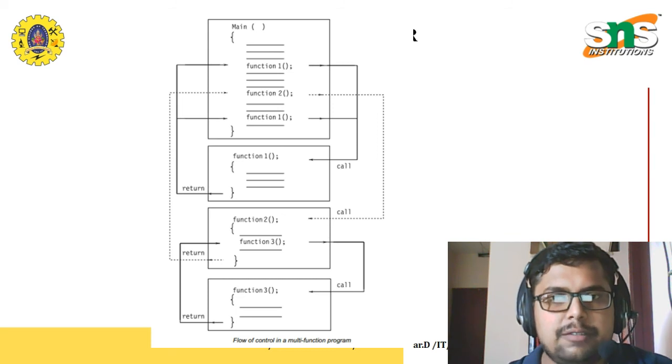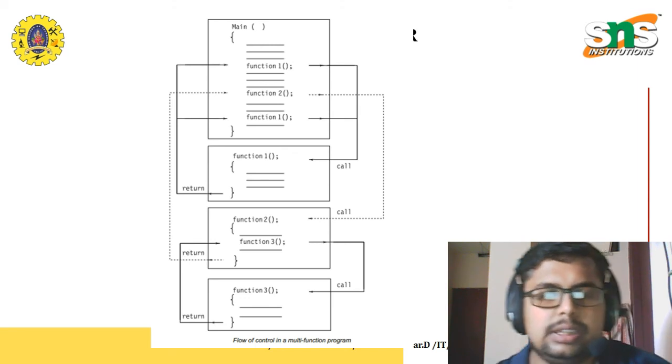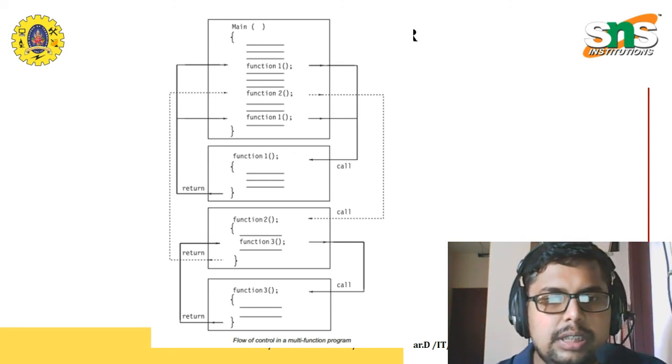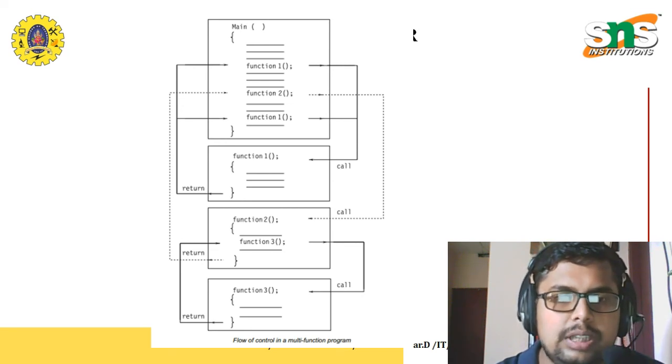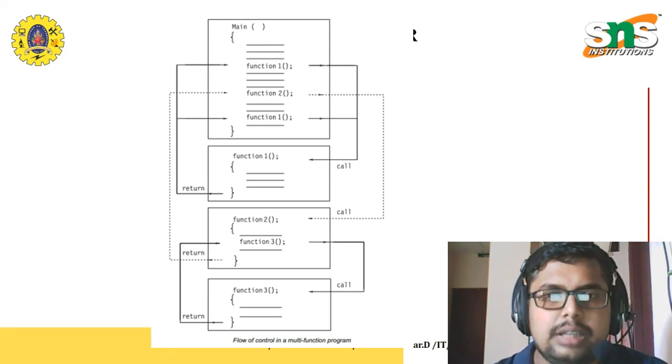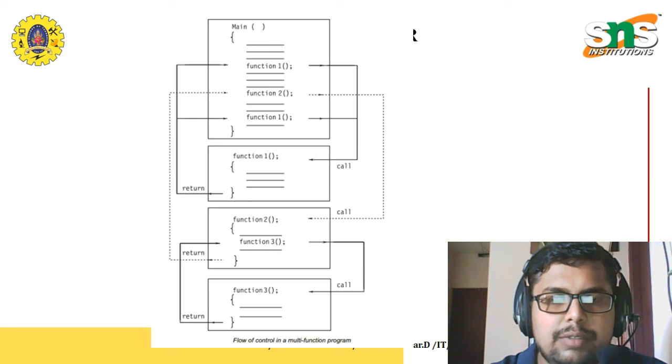program. Next comes function two. Function two also is located outside of the main program. Inside function two, there's another function called function three that is located outside of the function two program. Likewise, whenever we call function one, it goes to the called function that is present outside of the function.